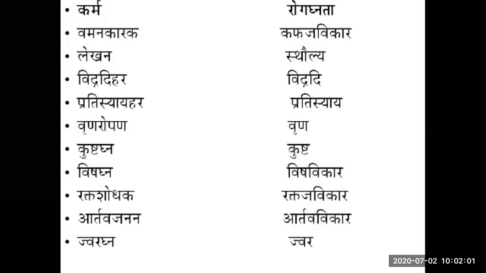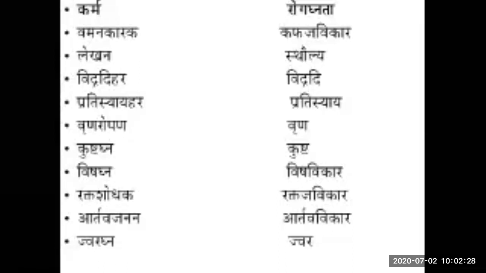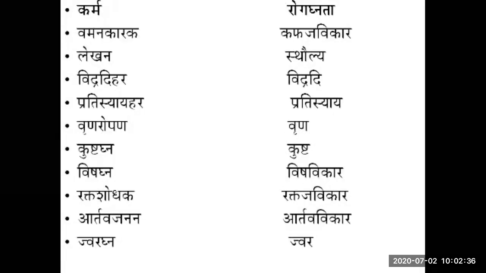It is having pratishyaya hara karma. So indicated in case of pratishyaya. And vrana ropana karma. It is having vrana ropana karma, so indicated in case of the vranas. And it is also having kushtaghna karma, so indicated in case of kushta. It is having vishaghna karma, so indicated in case of visha vikaras. It is having rakta shodhaka karma, so indicated in case of raktaja vikara. It is having arthava janana karma, so indicated in case of arthava vikara. And it is having jvaraghna karma, so indicated in case of jvara.